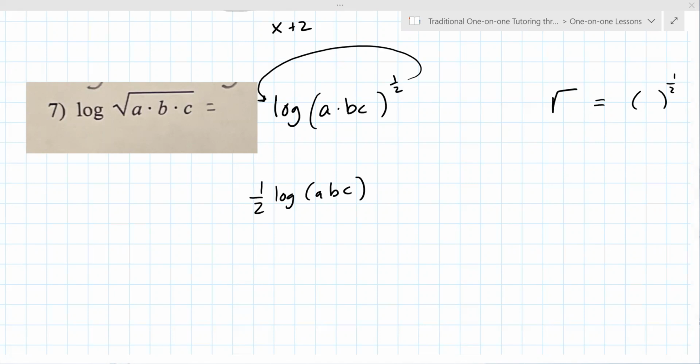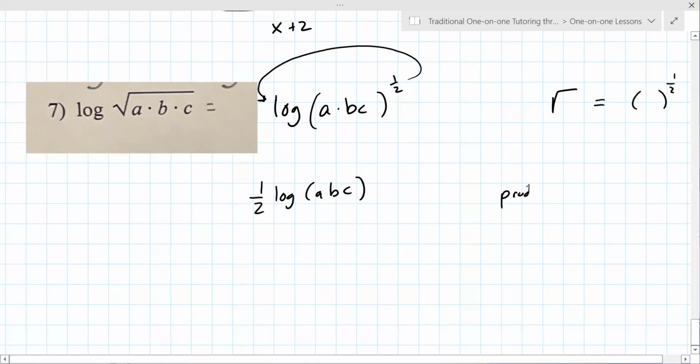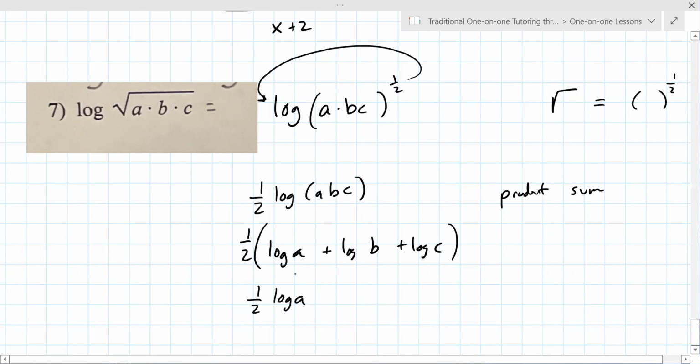And then from here, you separate the product. The product becomes a sum. So it's like log A plus log B plus log C. Now that 1/2 is actually around all of them. Often it'll be misremembered, but it really goes to each one. So your final answer is 1/2 log A, distributing it to all of them, plus 1/2 log B plus 1/2 log C.